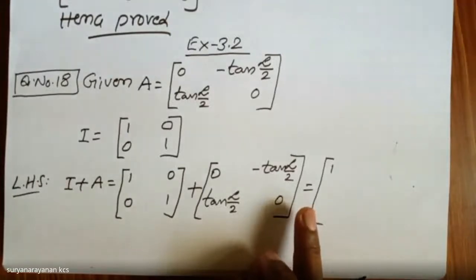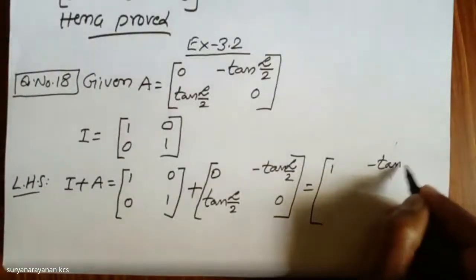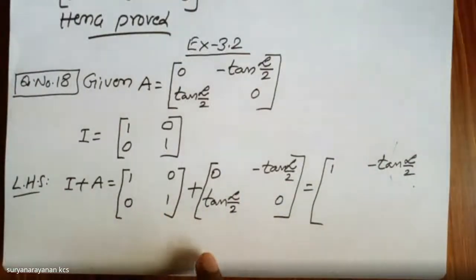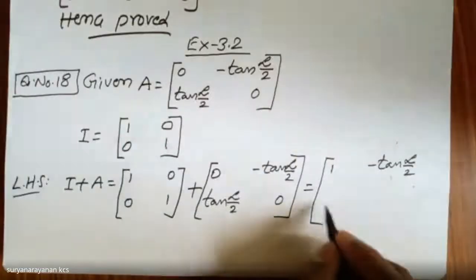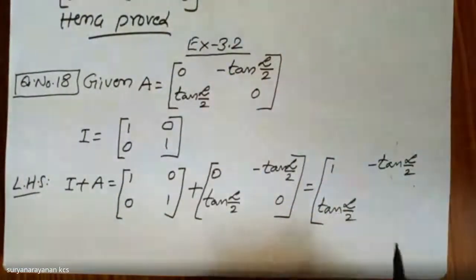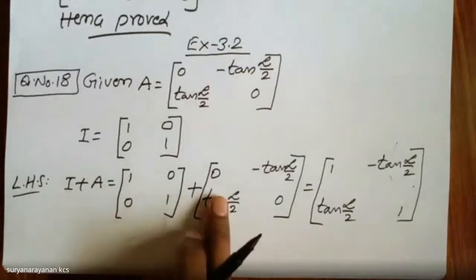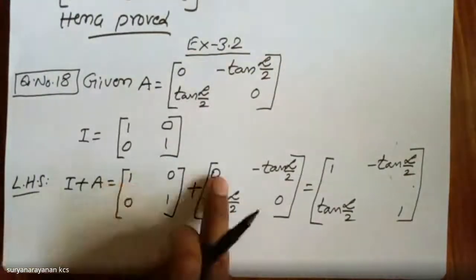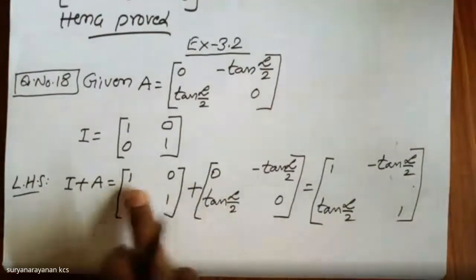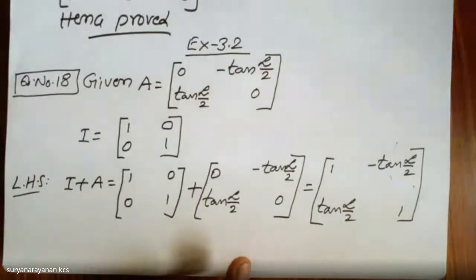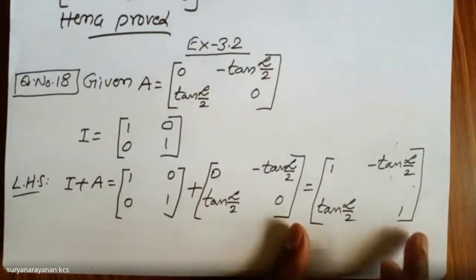What will you get here? Minus tan alpha by 2. Next here, 0 plus tan alpha by 2, tan alpha by 2. And finally 1. Don't be confused with the multiplication of matrices. Here we are doing addition of matrices, means just addition of corresponding elements in both matrices. So we got here I plus A. This is LHS. We found LHS separately.